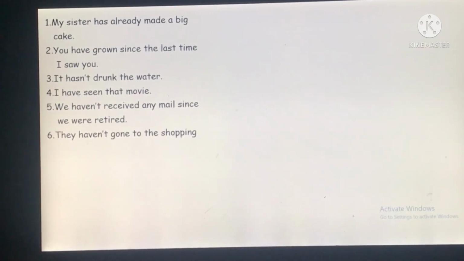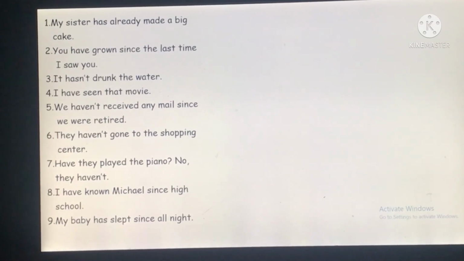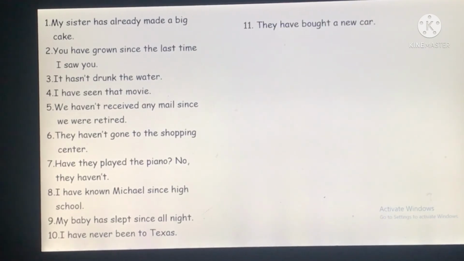Number 6. They haven't gone to the shopping center. Have they played the piano? No, they haven't. I have known Michael since high school. My baby has slept since all night. I have never been to Texas. They have bought a new car.